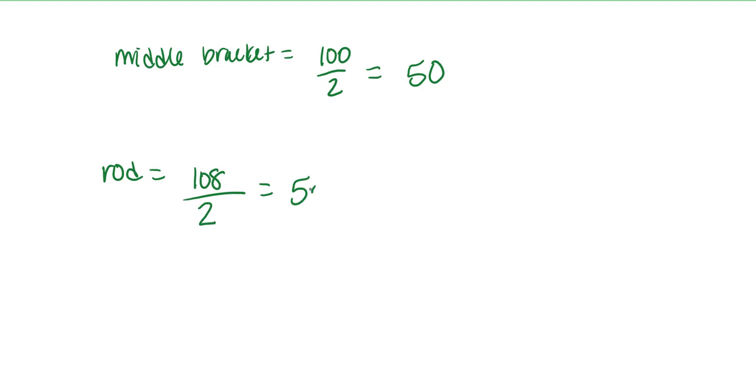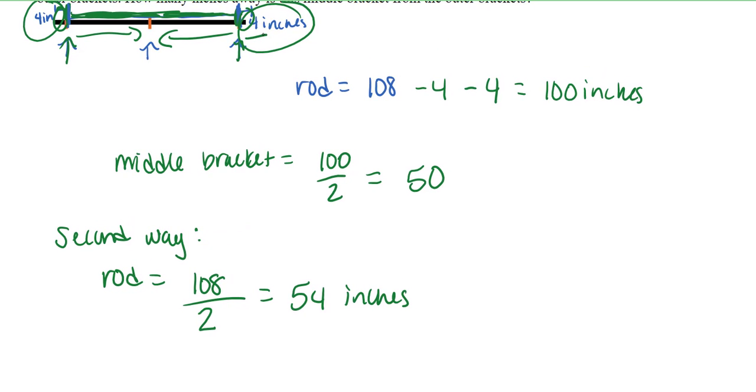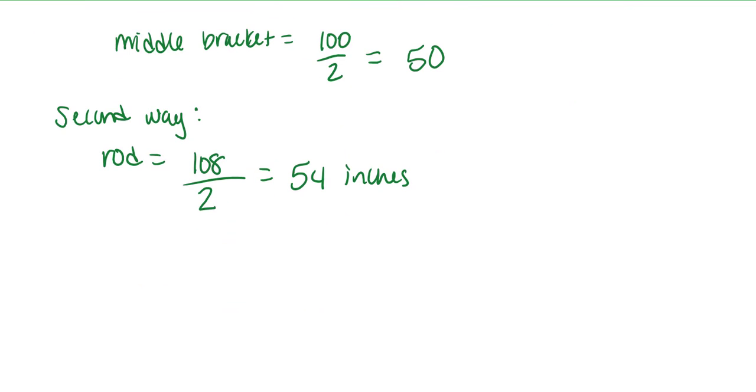Now, what if you took the rod, which is 108, and divided by 2? Well, that would be 54 inches, right? So this is the second way to find it. Now, if we know the middle point of the rod is 54 inches, but we want to know how far it is from an outer bracket, well, we know that there's 4 inches on the one side of the bracket.